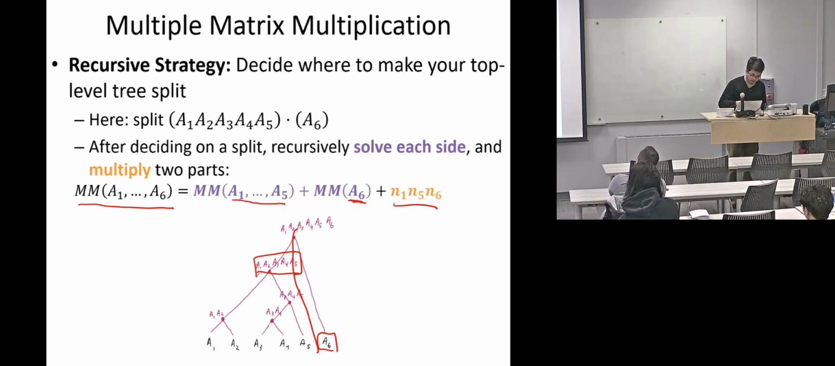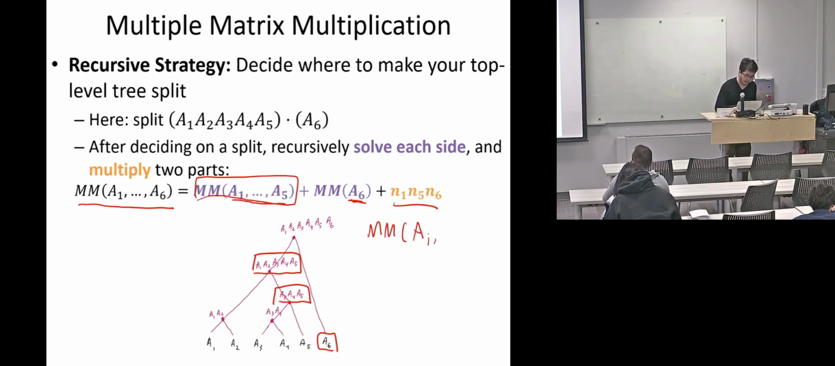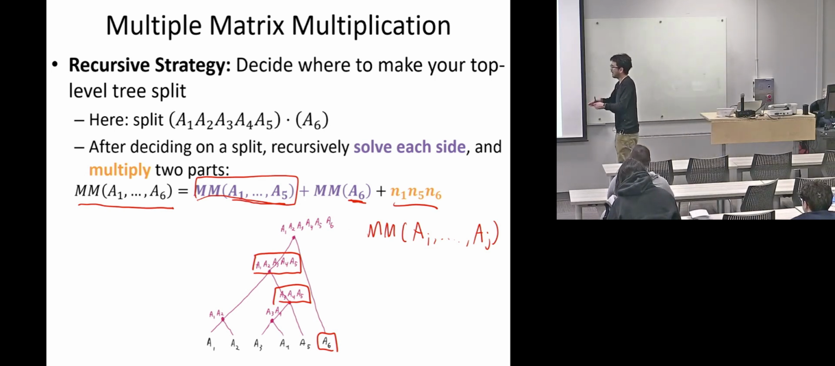Like here we recurse on this interval from 1 to 5. Here we recurse on the interval of 3 to 5. So you can see that whenever we recurse, we recurse on something that looks like Ai up to Aj. Right? That's the format of our subproblem. It's just an interval starting from some i to j.